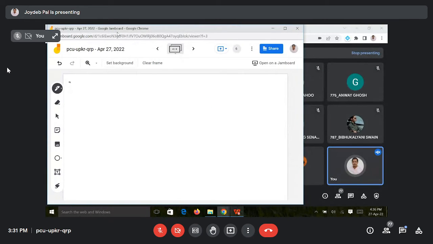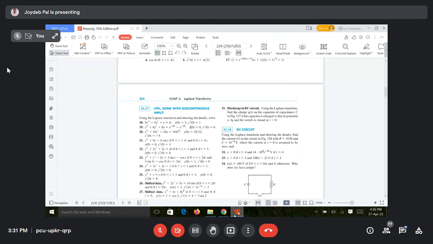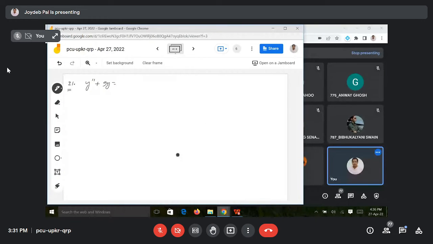And what kind of mistake students did with this type of problem, that I will also tell. y double dash plus 9y is equal to 8 sin t whenever t is lying between 0 to pi, or it may be an open interval, not an issue, and 0 whenever t is greater than pi.